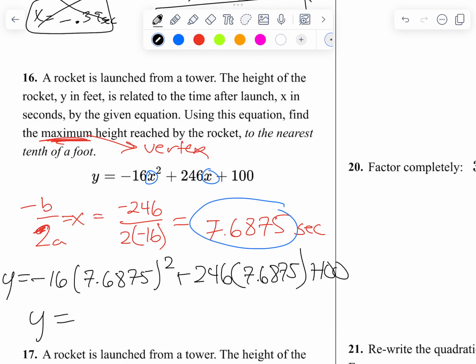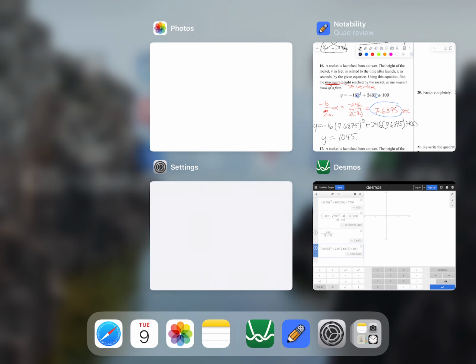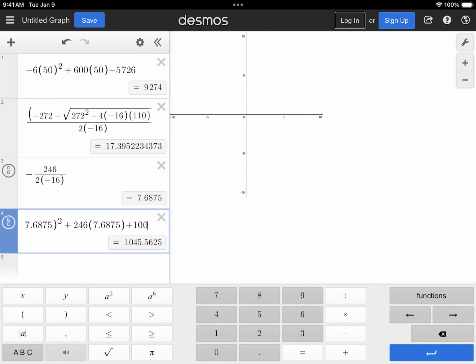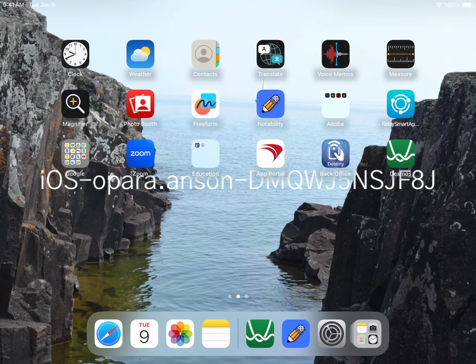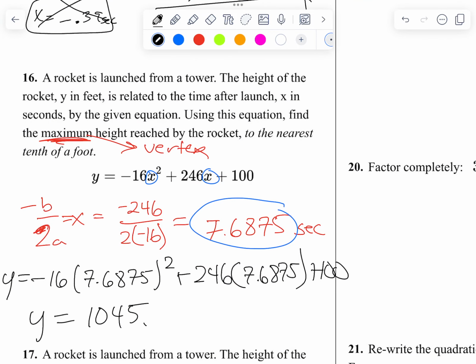But it says to the nearest tenth, so 1,045.56 or 0.6 will be good. If we did it to the nearest tenth. So 0.6. Oops, come on.